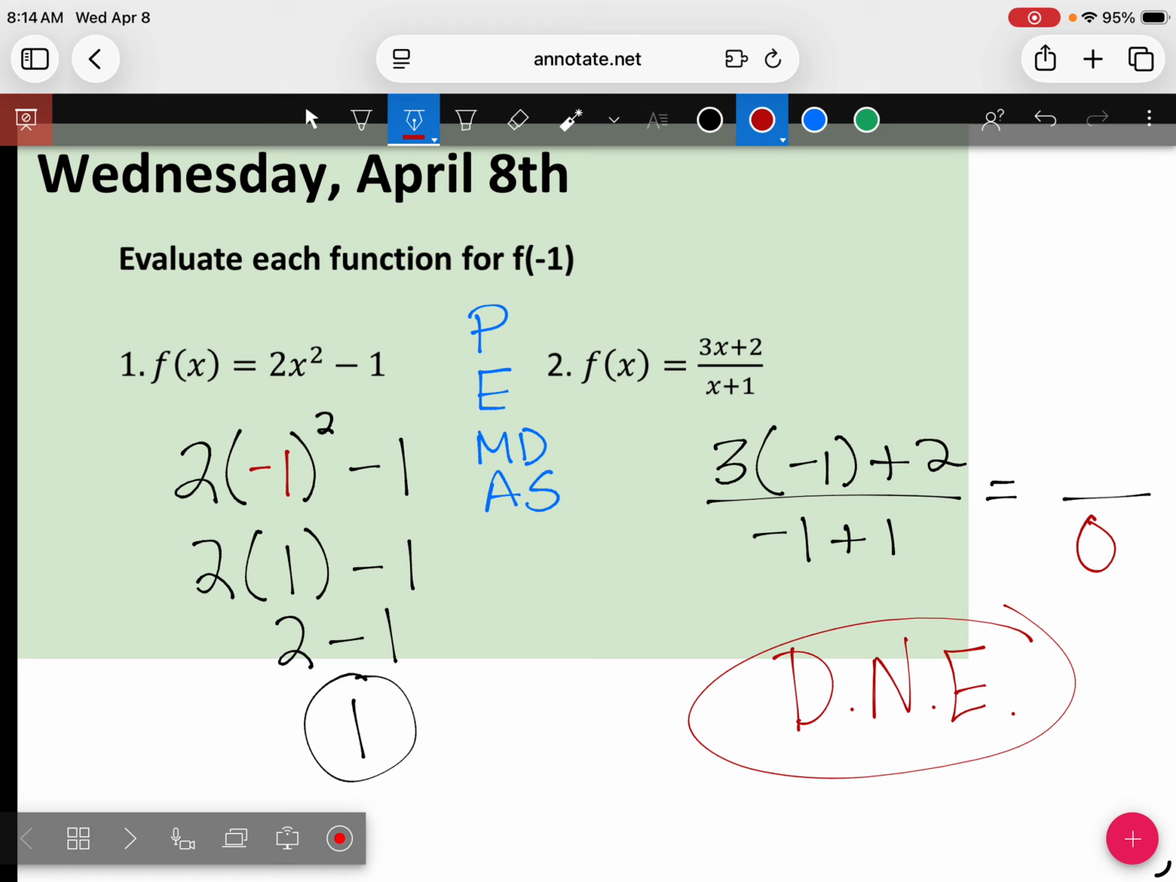All right, so we're going to simplify today. So go ahead in your note packet. I believe we're on page 3.